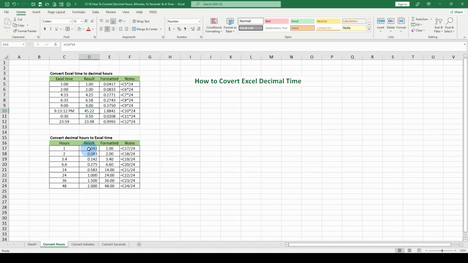We have a couple of examples here. The first is converting Excel time to decimal hours, and the second, convert decimal hours to Excel time. It's pretty straightforward. We have Excel time, which is 1. We have 1 a.m. The result is C5 times 24. That the result would be 1/24 of an Excel hour.